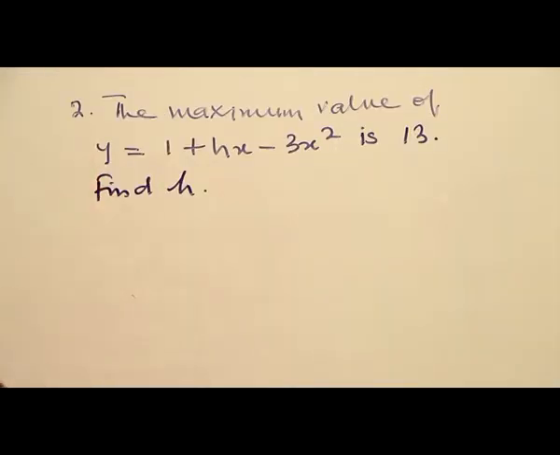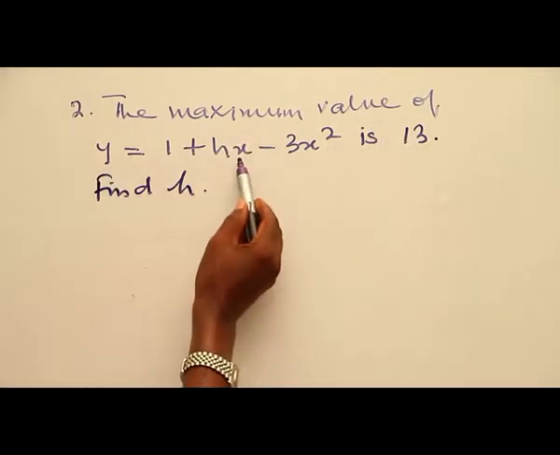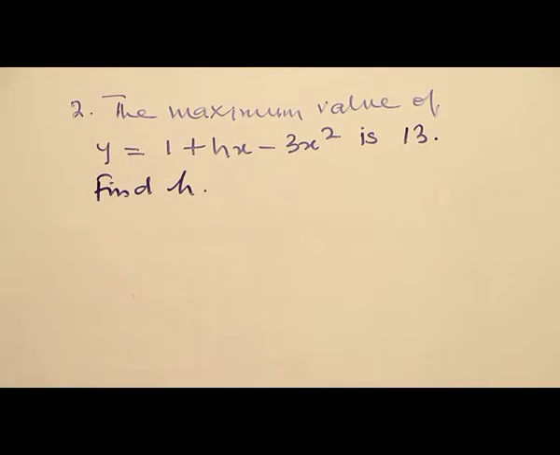Example number 2. Here we are given that the maximum value of y equal to 1 plus hs minus 3s squared is 13. We have to find the value of h.